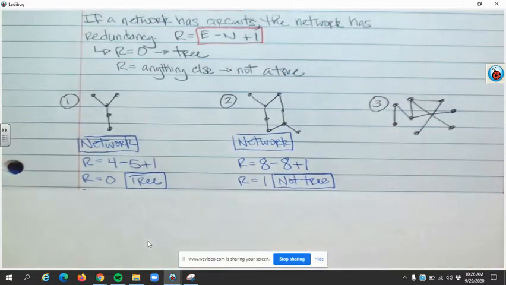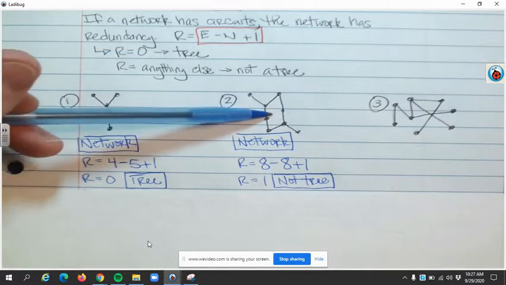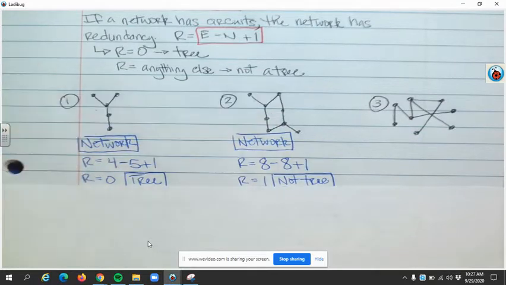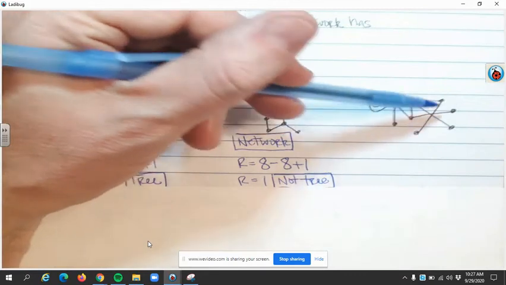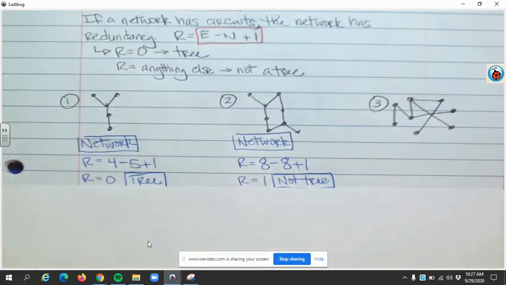So you're probably looking at those two and thinking, all right, why do I need to know the R value? I can easily tell that everything is connected and there's no circuit, so therefore it's a tree. I can easily tell that everything is connected and there is a circuit, so it's not a tree. So the reason we need to know R value is because sometimes you have graphs that are really complicated and confusing, like number 3. So number 3 looks like there might be a circuit. Maybe there is. It's kind of hard to tell with these lines overlapping. Notice this is not a vertex right here. This is just where the edges overlap.